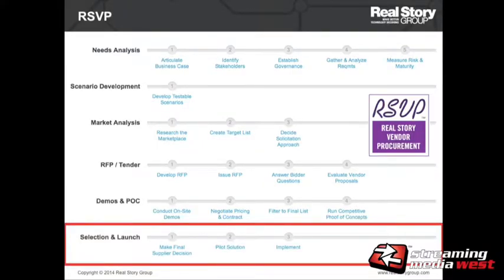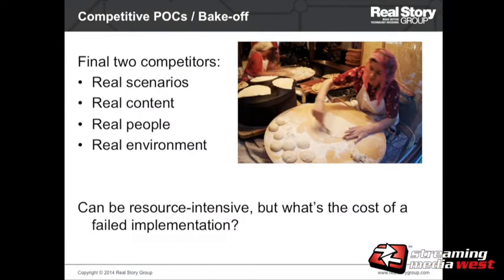So the final step is when you're actually making your final decision, we always recommend that you do what some people might call a bake-off, or what it really fundamentally is a competitive proof of concept, okay? This is where you get your two finalists, and you mimic a real project as much as possible. So again, we want to reuse those scenarios that we wrote at the beginning and actually have the vendor come in and build out several of those scenarios.